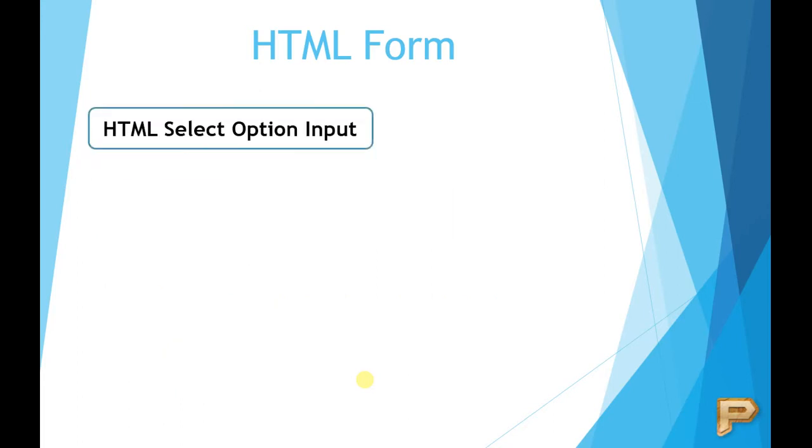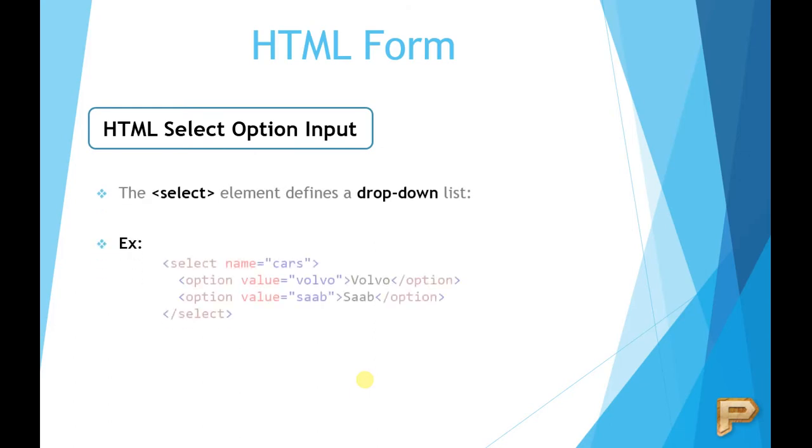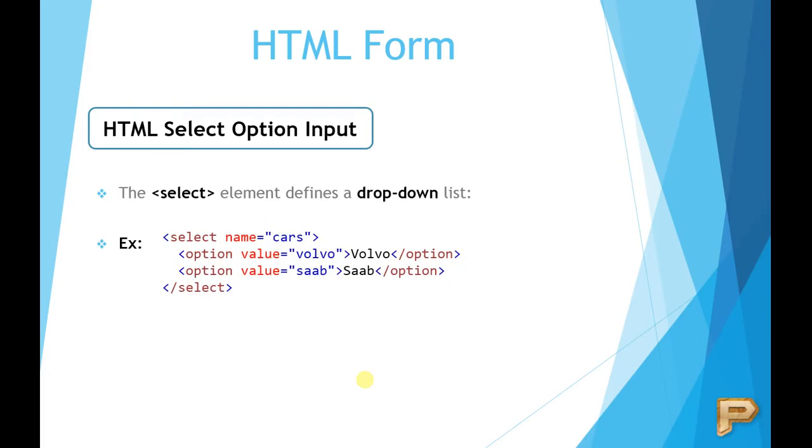Now we will see the HTML select option input. The select element defines a drop down list. Example, this is an example for select option input.